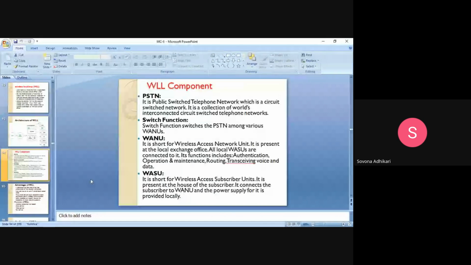So WASU, wireless access subscriber unit, which is available within the home, is connected to the WANU, and WANU is connected to the PSTN through switch functions. And the main functions of WANU are authentication, operation and maintenance, routing and transmitting voice and data.